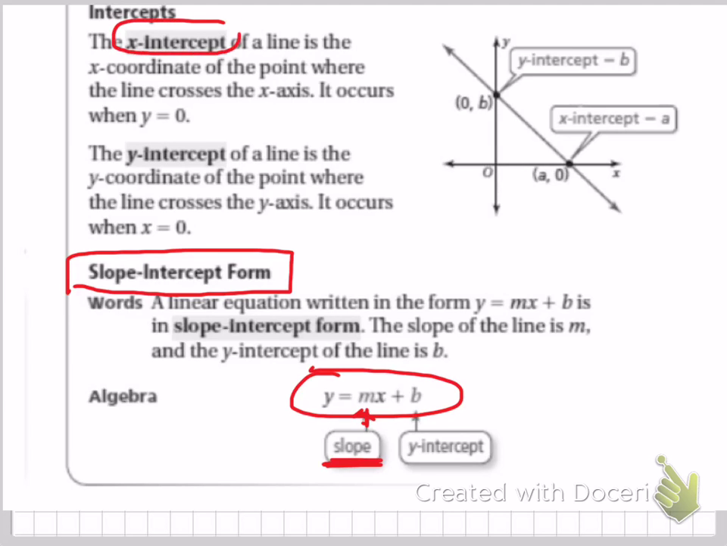If they ask for the x-intercept, that's where the line hits the x-axis. Or if you're looking at an equation, you plug in when y equals 0. For the y-intercept, it's where the line hits the y. If you have an equation, it's when x equals 0. So hopefully you have all those notes down so we can move on.